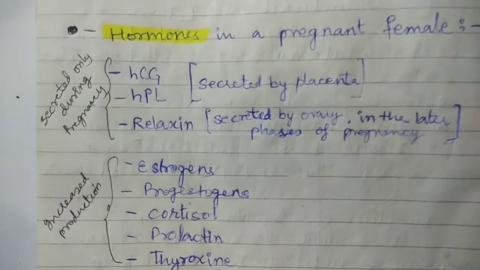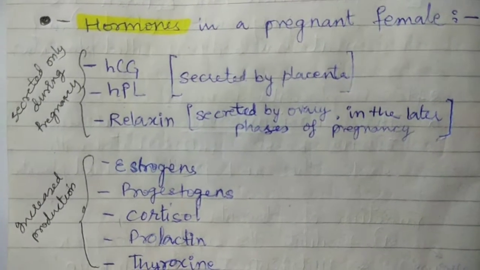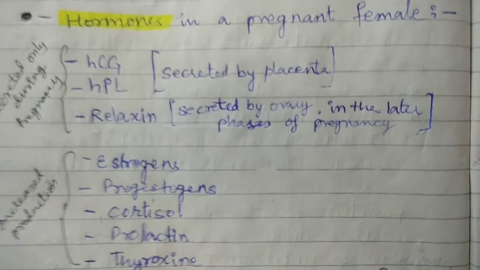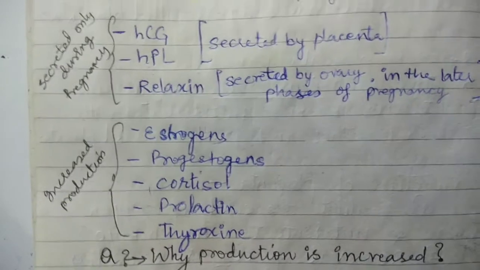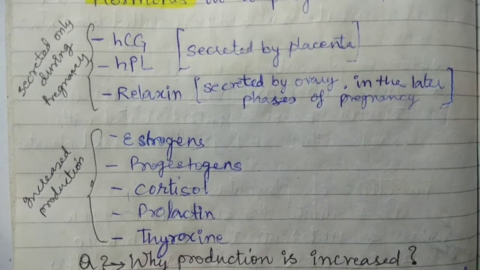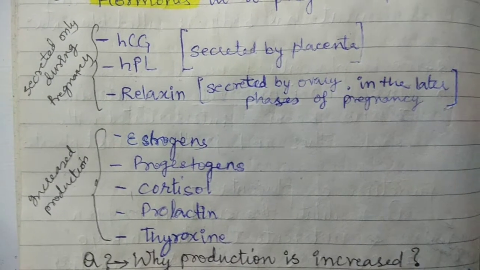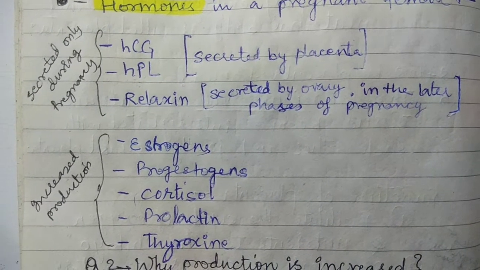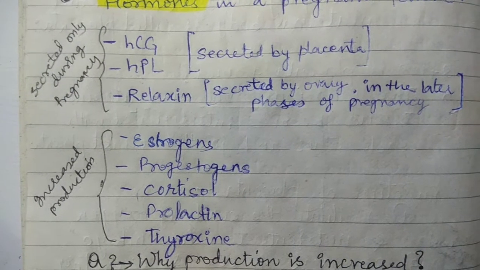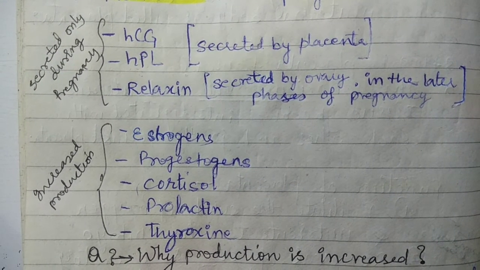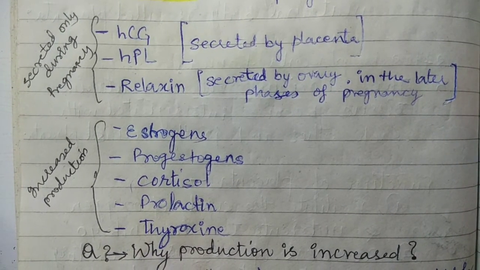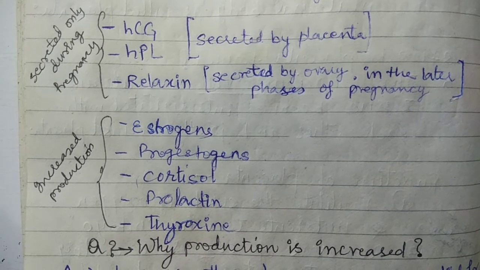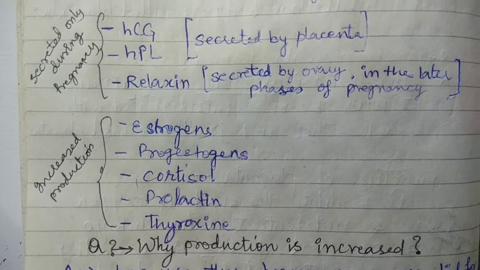Now the function of the hormones. In a pregnant female, HCG, HPL, estrogen, progesterone, and what else? Another hormone, relaxin, then cortisol, prolactin, thyroxine, these are secreted. HCG, HPL and relaxin are secreted only during pregnancy. Estrogen, progesterone, cortisol, prolactin, thyroxine are all secreted otherwise also, but during pregnancy their level has increased. Their increased production occurs.